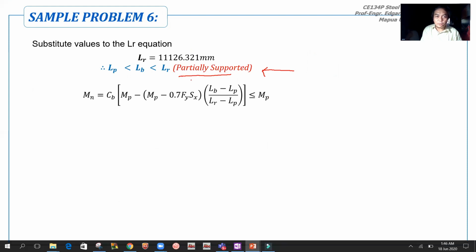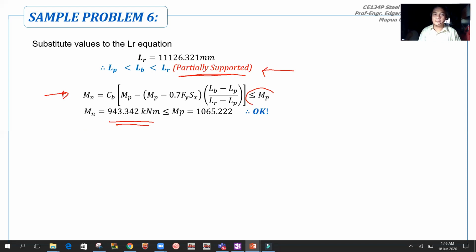Pagka partially supported yung beam, ito ngayon yung formula na MN na gagamitin mo. Again, sinusundan ko lang yung procedure. So kaya nga mas maganda, habang dinidiscuss nyo to, hawak nyo yung formula, para nakikita nyo kung saan ko kinukuha yung mga formula na to. So then direct substitution. Ang makukuha mo sa MN dyan, 943 kilonewton meter. You just have to check with the limit again. Lagi ang limit natin yung MP. Okay? So, okay naman. Pipiliin mo lang doon kung sino yung mas maliit. And mas maliit comes from this one, yung 943.